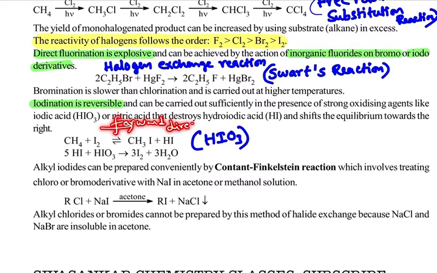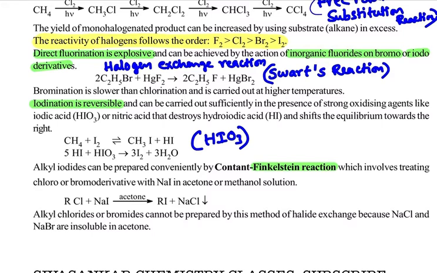So that way, with methane and I2 in the presence of HIO3 as catalyst, we get iodomethane. But generally, to prepare alkyl iodides, we use a halogen exchange reaction, like fluoroethane. That reaction is called the Finkelstein reaction.